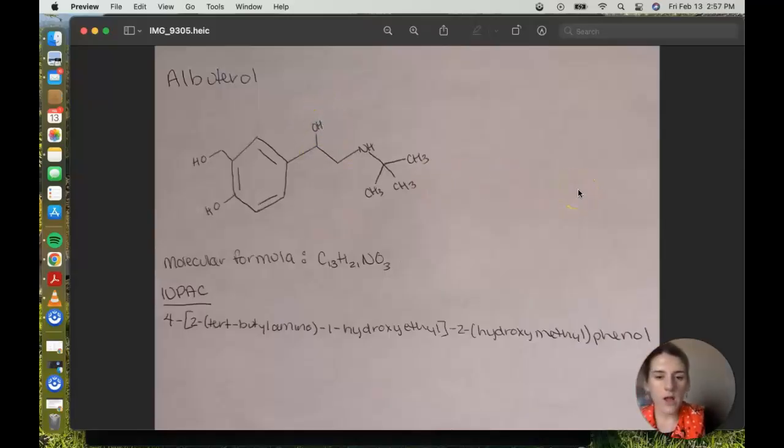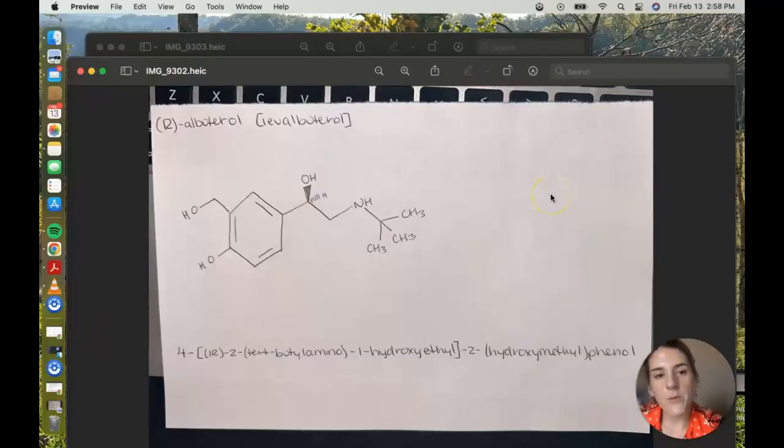Now, as far as chirality, this right here is our chiral center because these carbons right here are sp2 hybridized. This carbon right here is sp3 hybridized. However, it does not have 4 different substituents. It has 2 hydrogens. This one has 4 different substituents, so this is our chiral center.